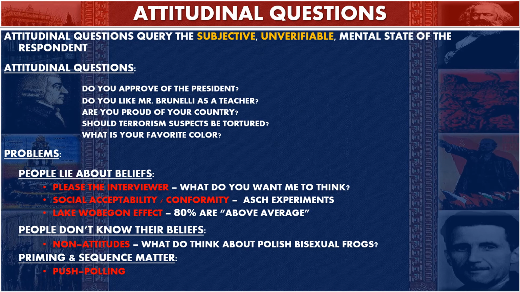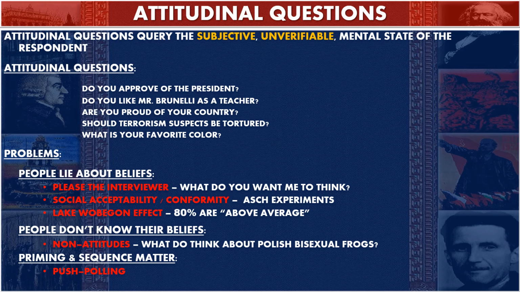So another one is that people don't know their beliefs, and one thing that's very often said is that people have non-attitudes, which means people don't really know what they believe about products, public opinion, politicians, policies. So for example, something that was brought up under Ronald Reagan as an example of government waste, there was research on Polish bisexual frogs. If you look this up, you'll find that there is something to this, although this is not what it was represented to be by our past president.